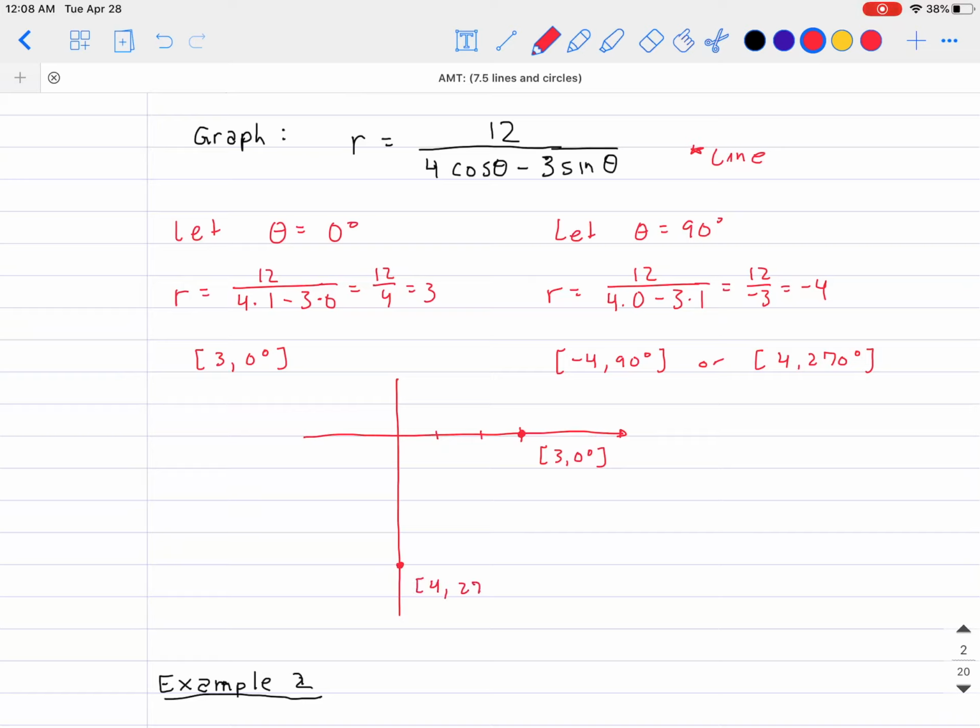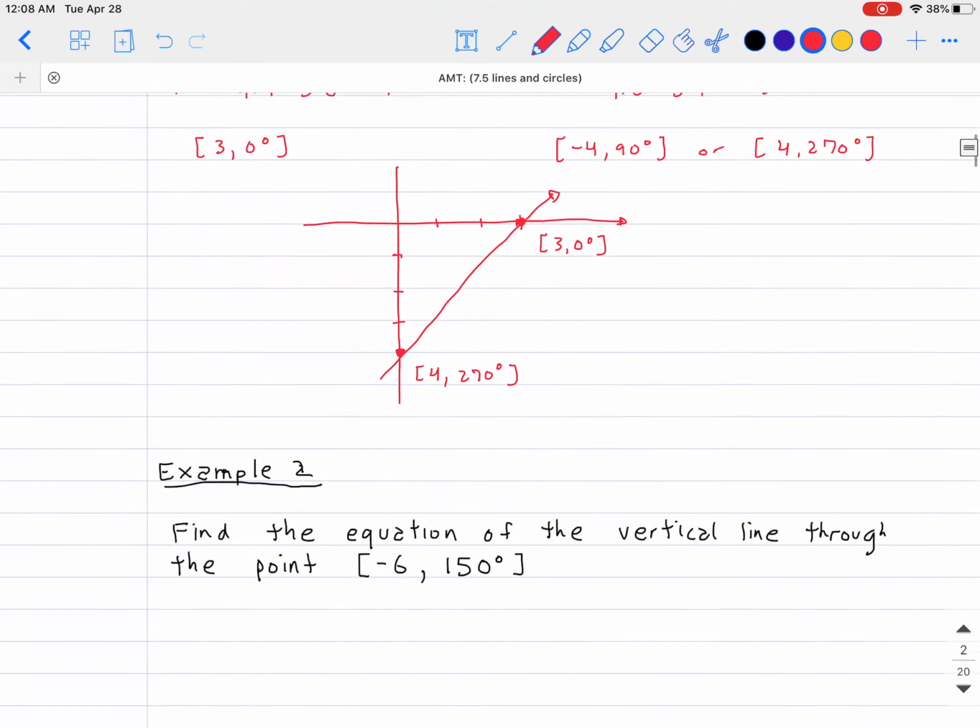So 4, 270 degrees, or if you want, negative 4, 90 degrees. But regardless, we have 2 points we can work with. So now we can go ahead and connect them, and that's going to be our equation of the line then. Okay, so again, try not to convert into Cartesian if possible. Just try to get the practice as much as you can so you can get more familiarized with polar.